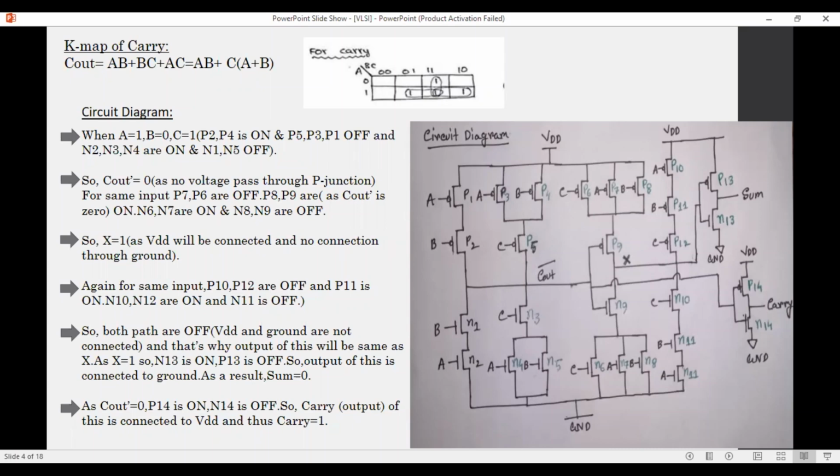As Cout prime equals 0, P14 is on, N14 is off. So the carry output of this is connected to VDD and thus carry equals 1.